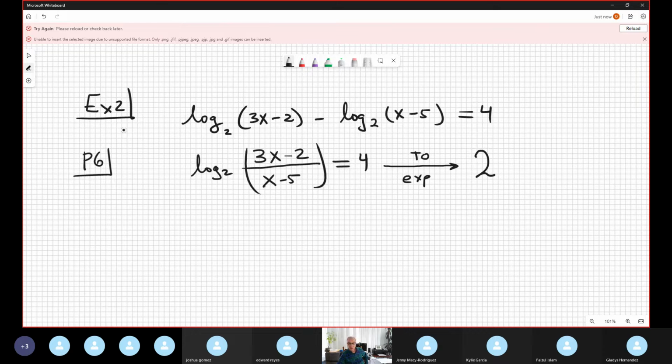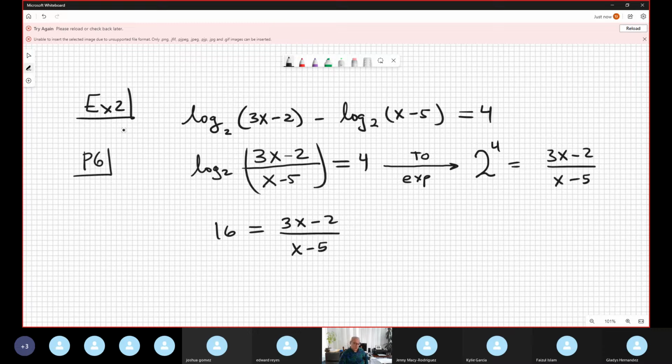Okay, what is the exponent? I need to raise this base to 4. So 2 to the 4th power is equal to this expression, 3x minus 2 over x minus 5. And this equation, by the way, 2 to the 4 power is 16, is not a logarithmic equation anymore.